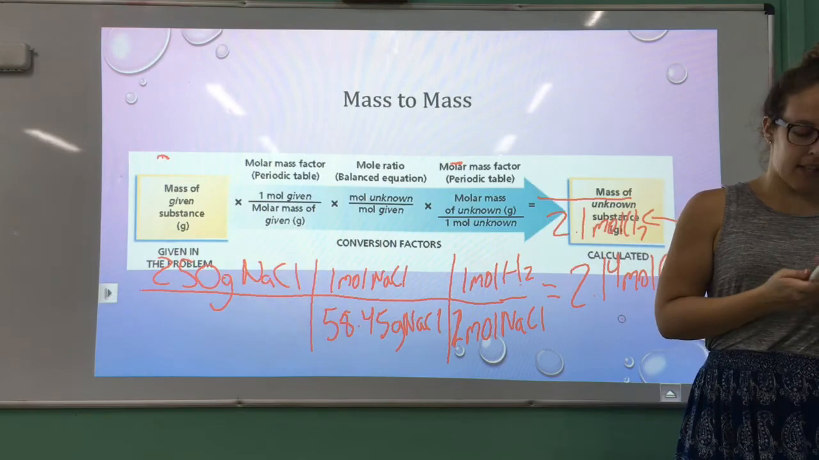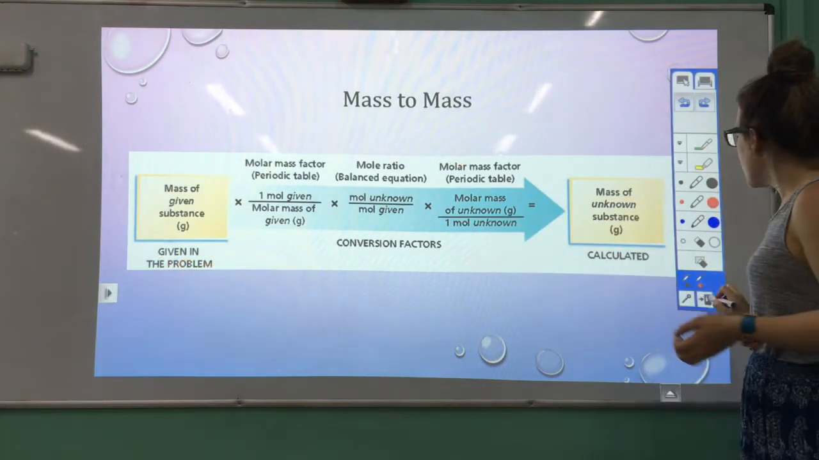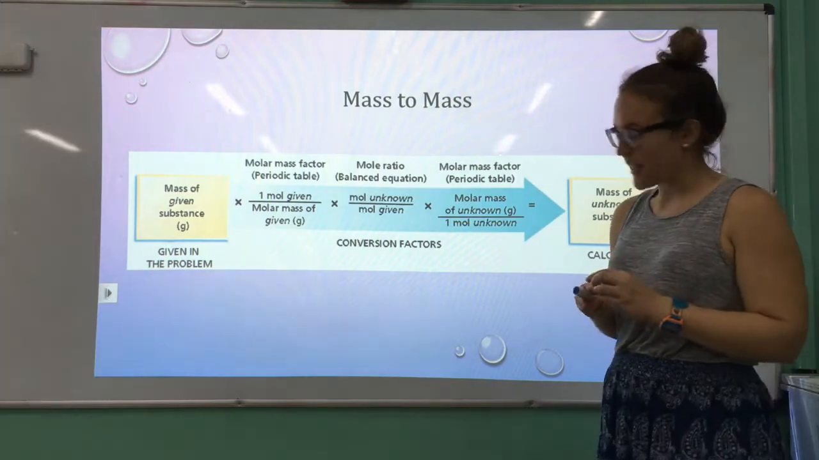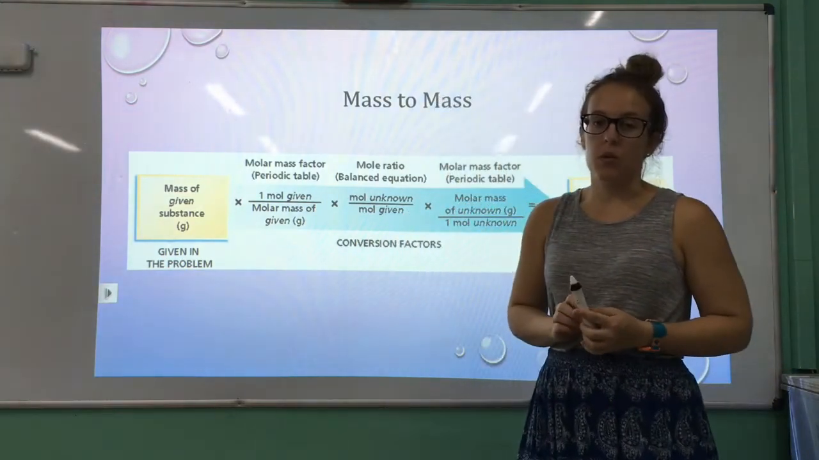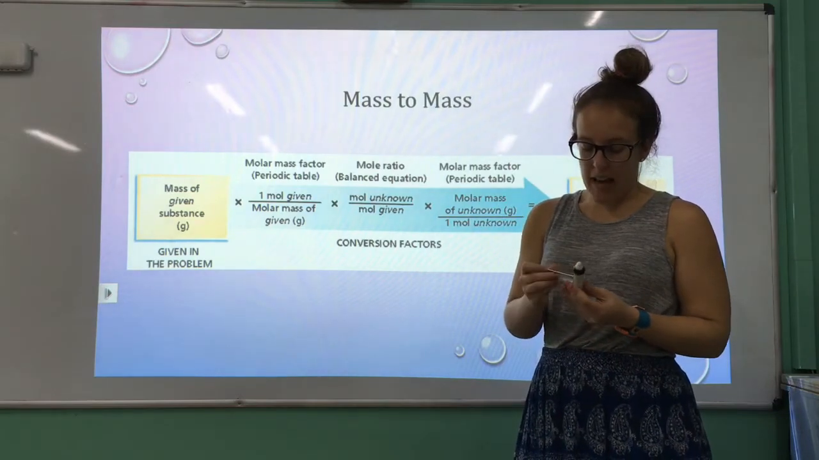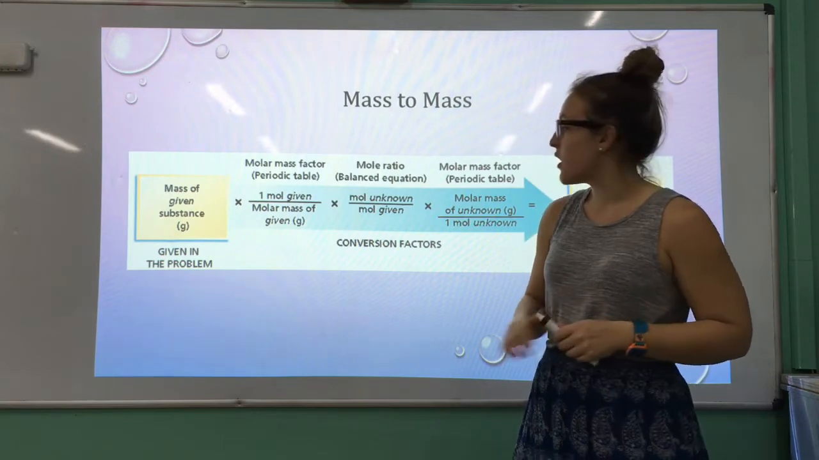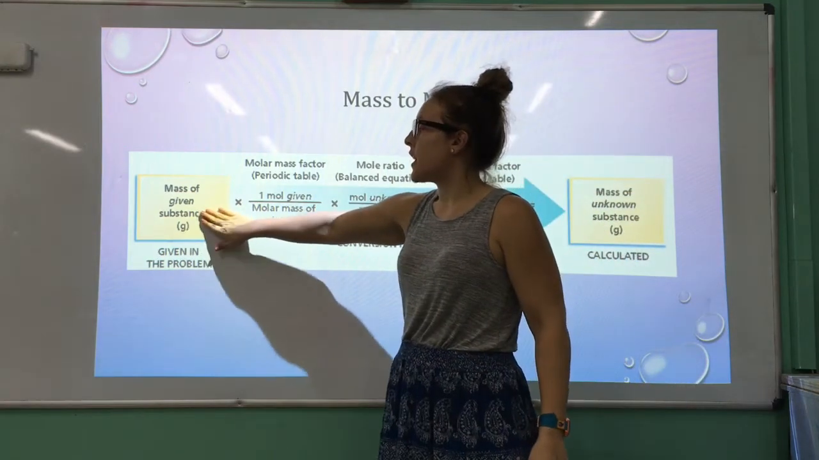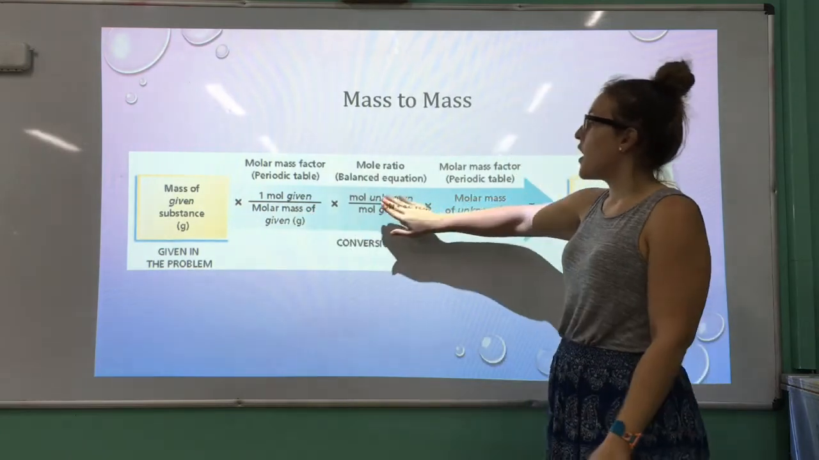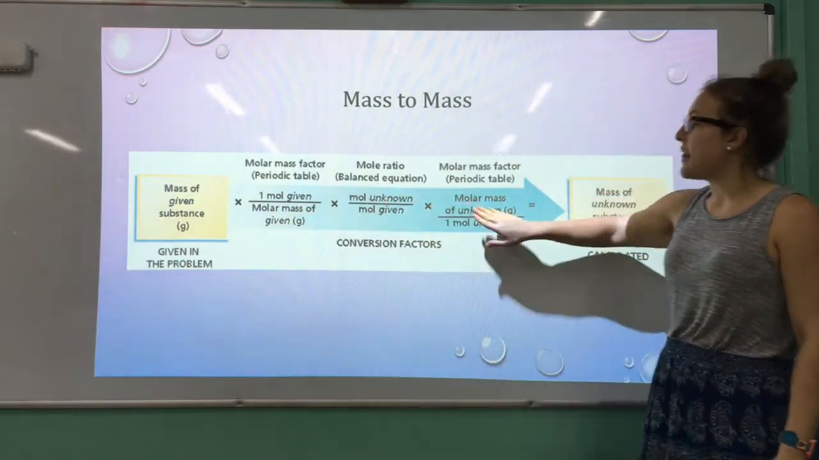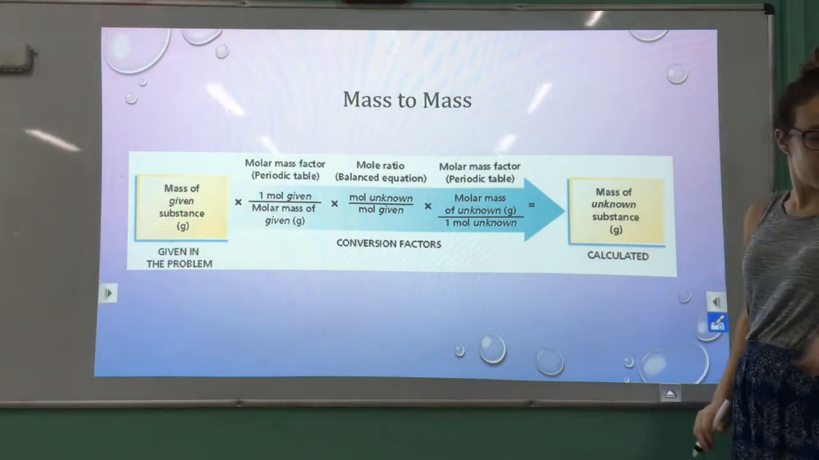If we were then asked to go from mass to mass, we would go one step further and use the molar mass of the unknown quantity that we want. So we would have the given mass, use the molar mass of the given substance, then do the mole ratio, and then use the molar mass of the unknown substance.